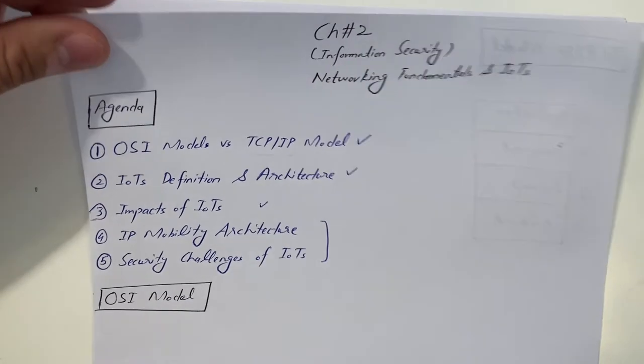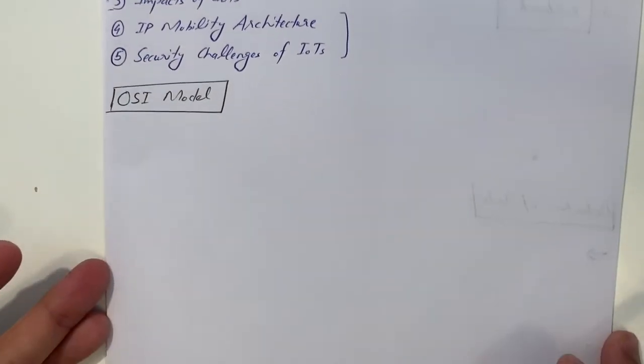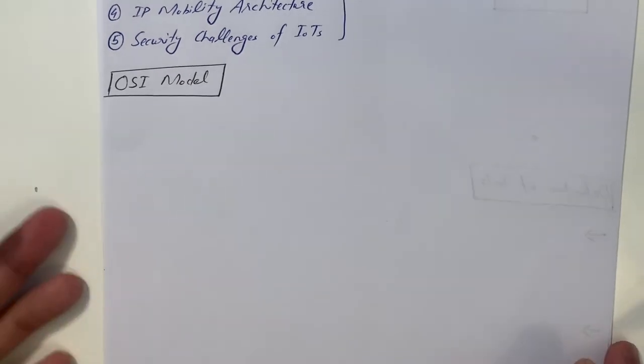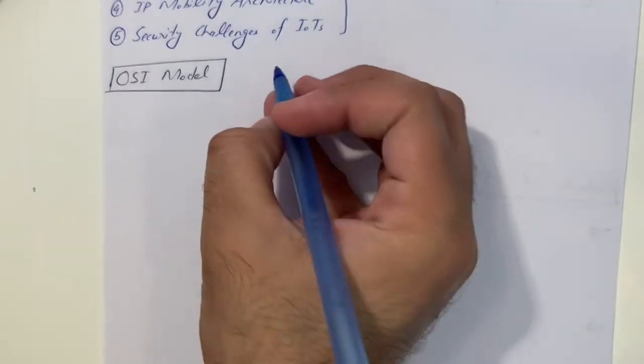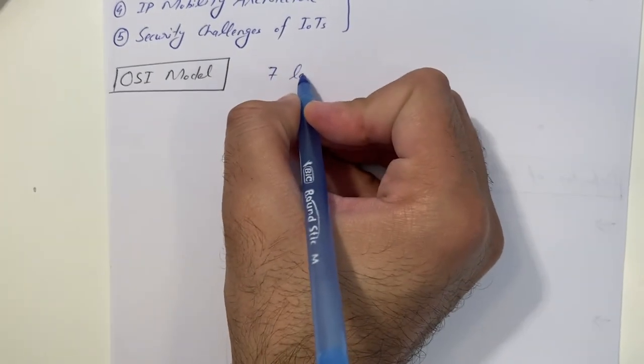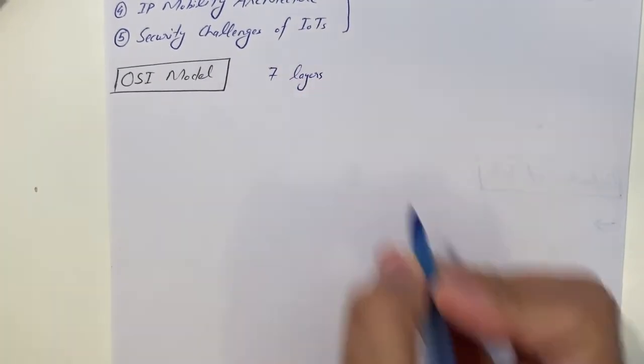So starting with the OSI model. I believe some of you might have heard of the OSI model, the Open System Interconnection model, in your networking class. So I'm just going to give you a quick overview of all those OSI model layers and the different operations, different functions of each layer. The OSI model mainly has seven layers.